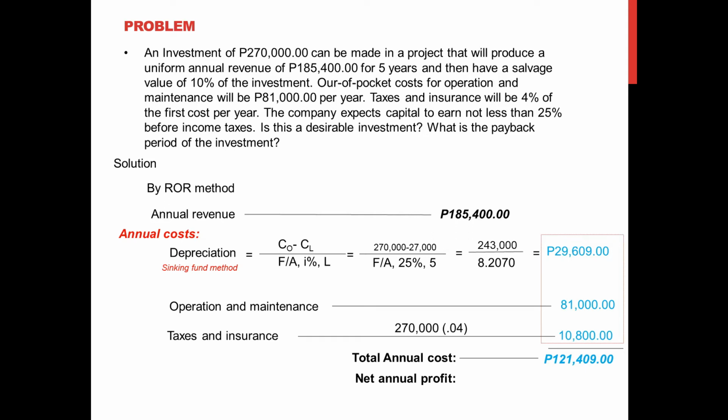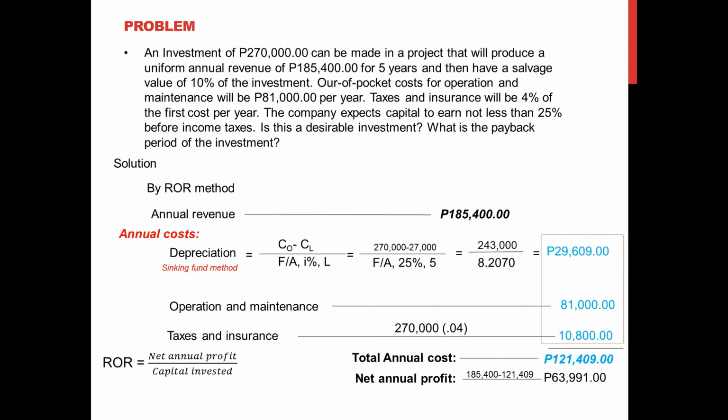The net annual profit will just be the difference of the annual collection or the income less the total annual cost. Basically that is equal to 63,991 pesos. We have calculated that net annual profit because it is data necessary in the calculation of the rate of return.